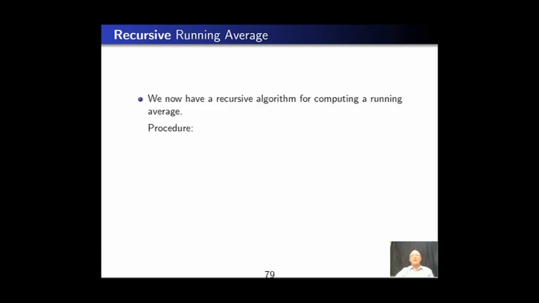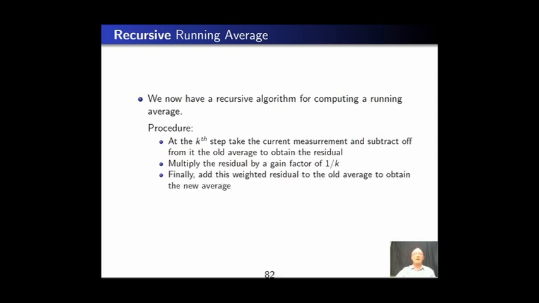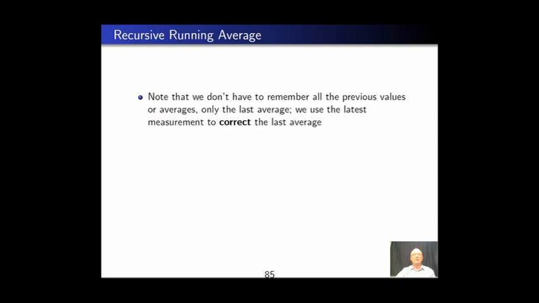So now we've got the recursive algorithm for computing a running average. The procedure is simply, at the kth step, to take the current measurement, subtract off from it the old average to obtain the residual, and multiply that residual by a gain factor of 1 over k. Finally, we add this weighted residual to the old average to obtain the new average, and then the whole thing starts over again at the next cycle.